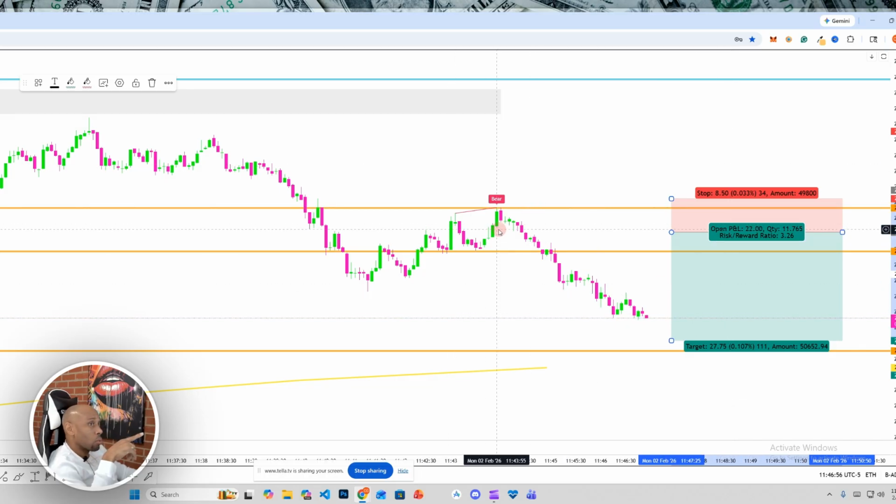But that's a pullback too. You know what I mean? That is a pullback. I don't think I would have took that, but I'm going to be working on that too, on using this indicator, the cumulative volume delta divergence. That's the name of it. I forgot who it was made by. Let's see.